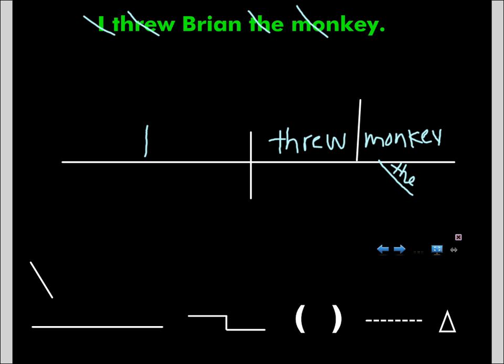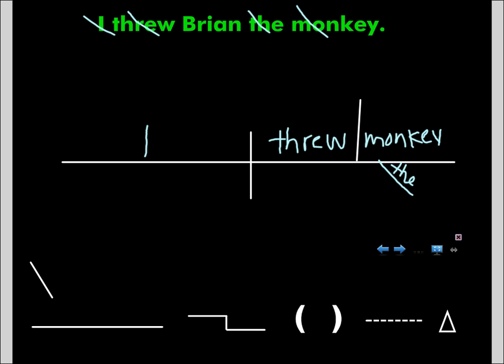Do you remember how I could write to Brian or at Brian? I could have taken my indirect object and placed it in a prepositional phrase. How are prepositional phrases diagrammed? The diagonal below and then the horizontal, right?